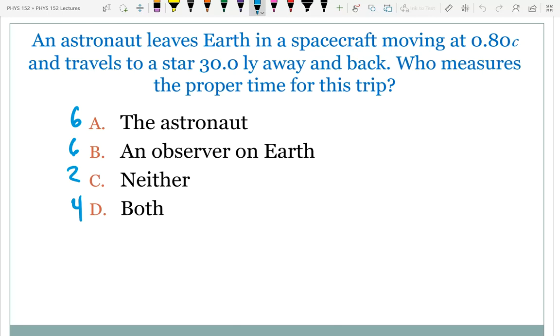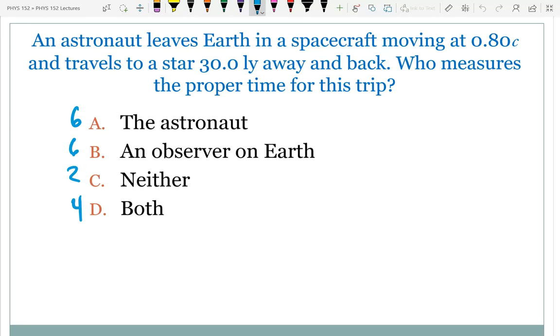75 turns out to not equal 45. In fact, they're different by 30. And so we have going out, coming back. Which one is not, it did not say who measures the correct time. It says who measures the proper time.